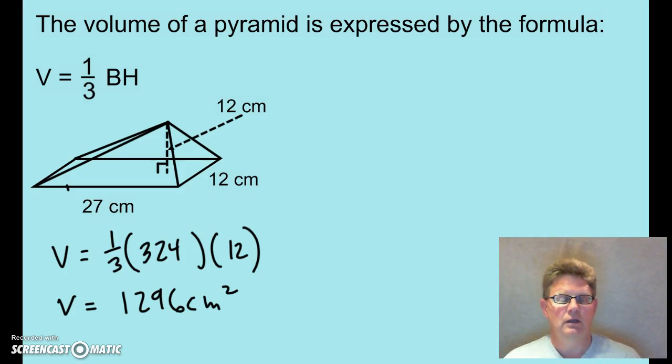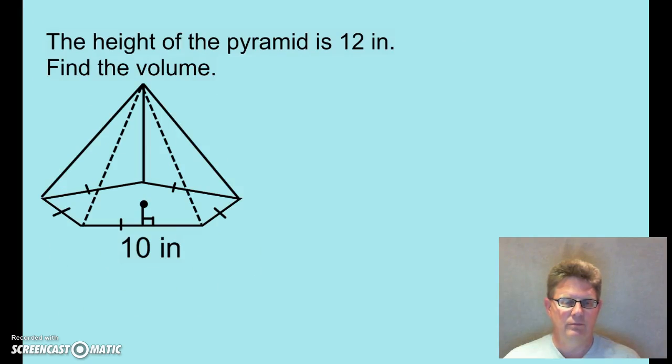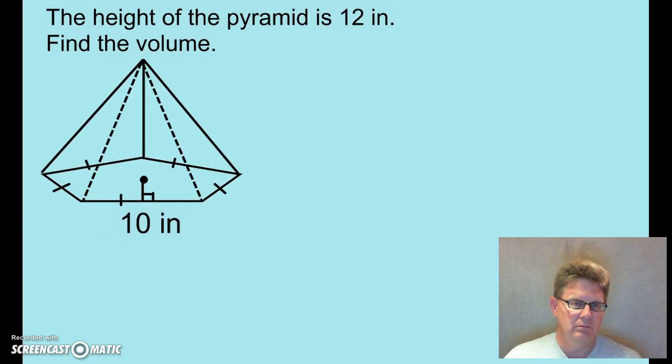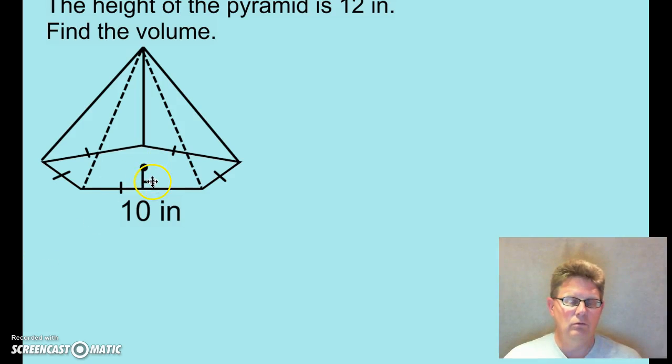Alright, let's make it a little bit more difficult. Let's look at a pyramid that's a little bit more difficult. This is a regular pyramid. It is a pentagonal pyramid. So we have 10 as being one of the sides.